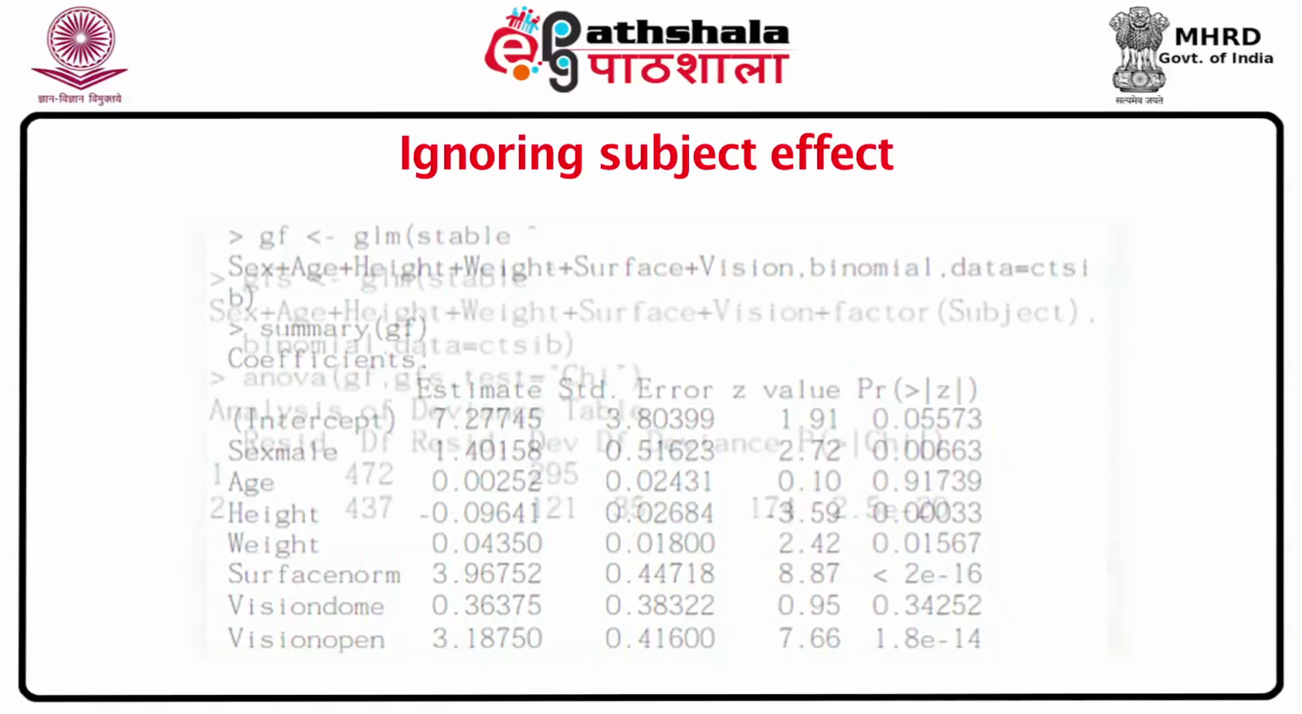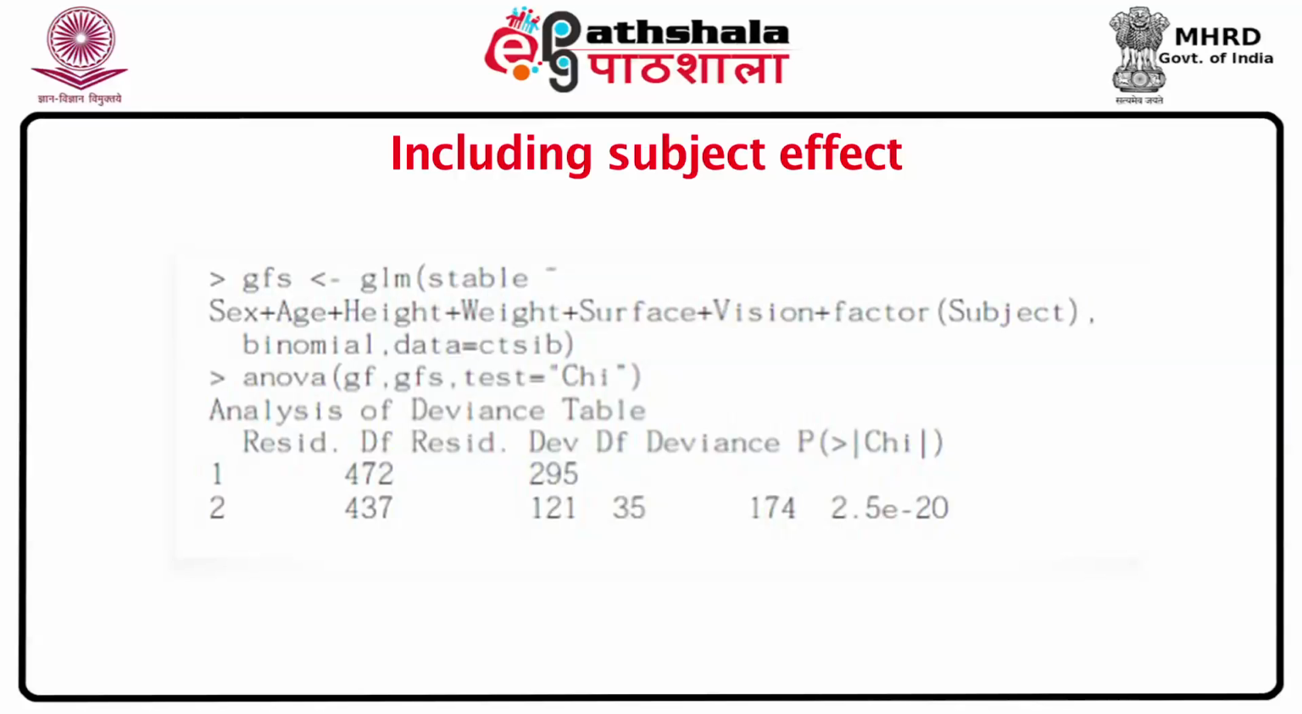Another, perhaps somewhat less naive effort could be to include subject as a fixed factor. So here again this can be done using the GLM function. As before, I have regressed stable on sex, age, height, weight, surface, vision, and included subject as a factor. As before, I use the logistic link. I can do an ANOVA of the 2 models, and we can see that the chi-square for this ANOVA is significant, suggesting that it is necessary to make some kind of adjustment for subject.